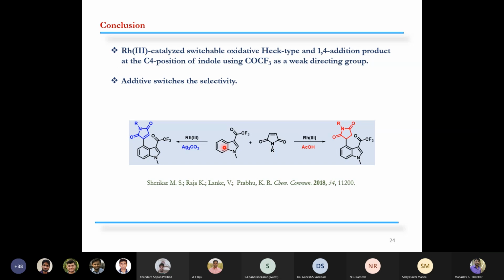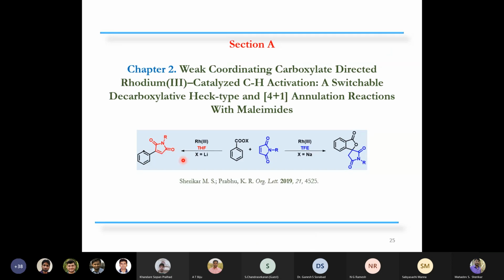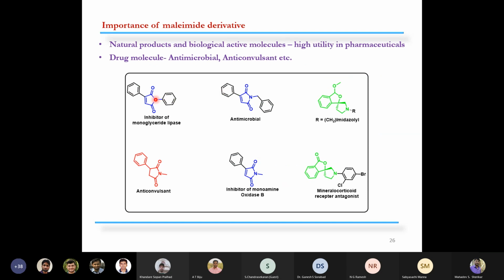product. So after coupling maleimide at the heteroarene called indole, again we thought to couple the arene at the double bond of the maleimide, because 3-arylated maleimide derivatives are present in various natural products, and some derivatives are biologically active molecules. That's why they have importance in the field of medicinal as well as pharmaceutical chemistry. Some examples I have shown here, which can act as antimicrobial, anticonvulsant, and inhibitor of monoglyceride lipase, etc.